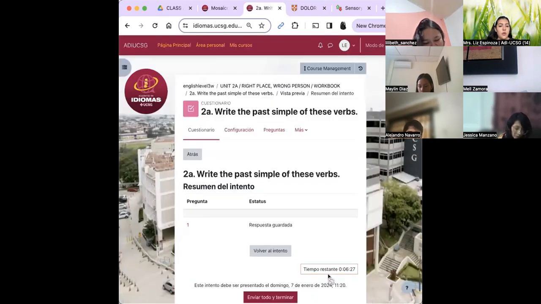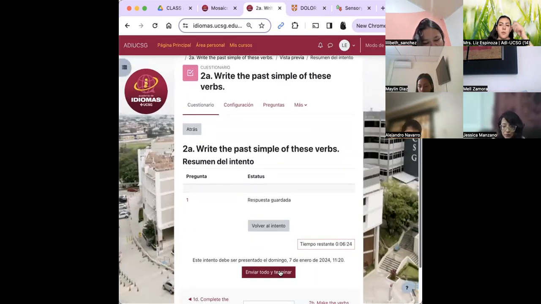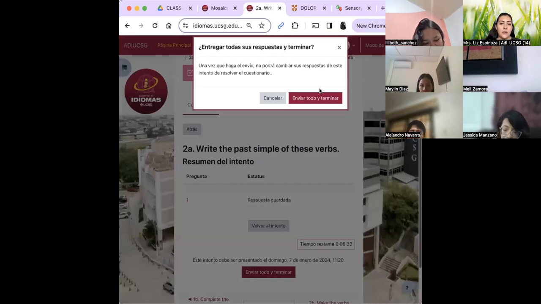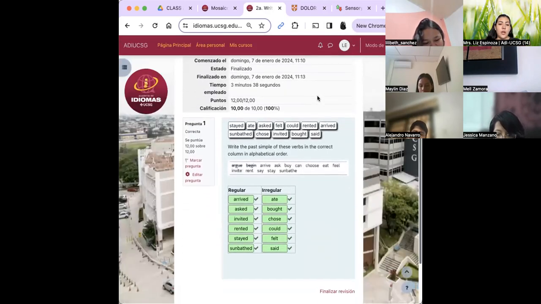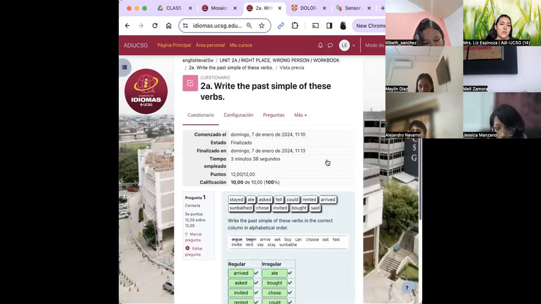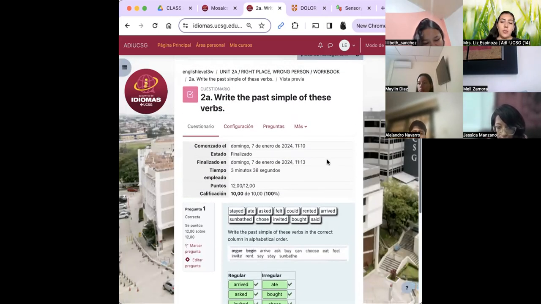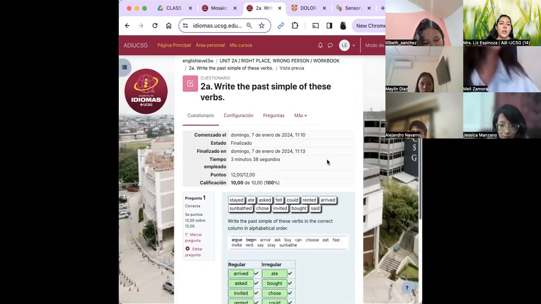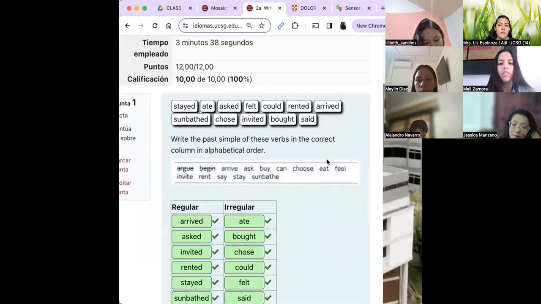So I don't know if you have noticed, but I have put the words in alphabetical order. You have to do the same, because if you put them in another order, it's going to mark the answer as wrong. So now we're in the workbook of 2A, and we did activity 2A, okay?